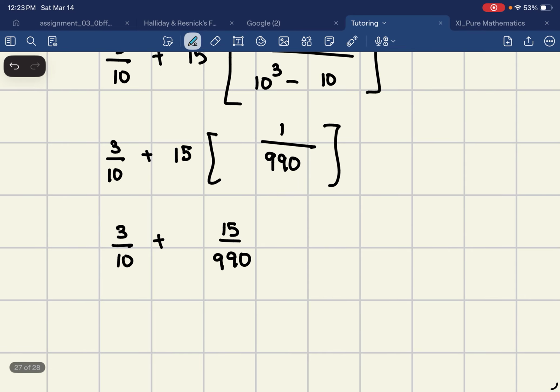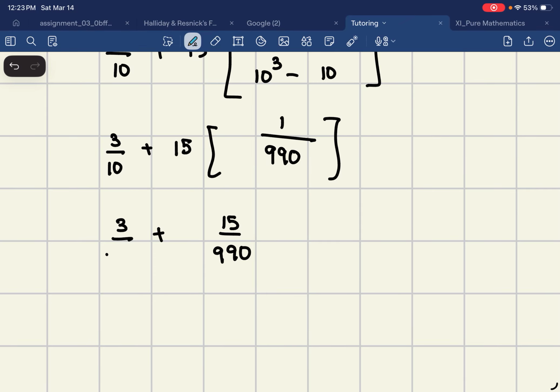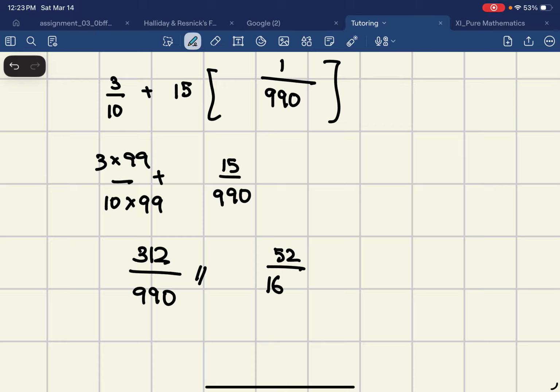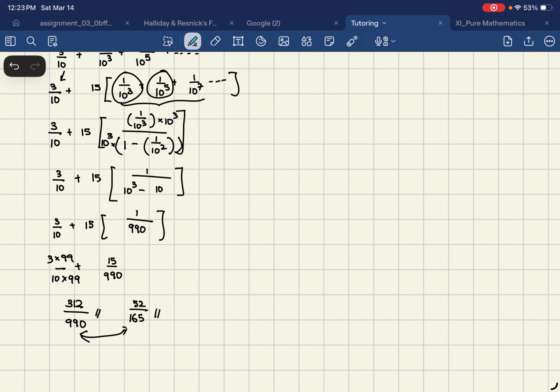So I want a common denominator. And I can multiply 10 with 99, right? To get 990. So 3 times 99 plus 15, that is 312 for my numerator and 990 for my denominator. And if you simplify this fraction, you get 52 divided by 165. So you can leave it at either, but it's recommended that you simplify. So this is the expression as a fraction.